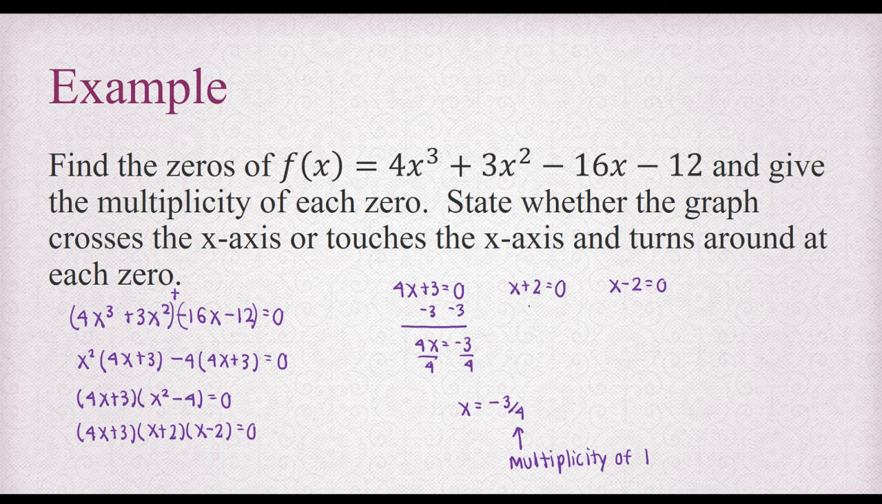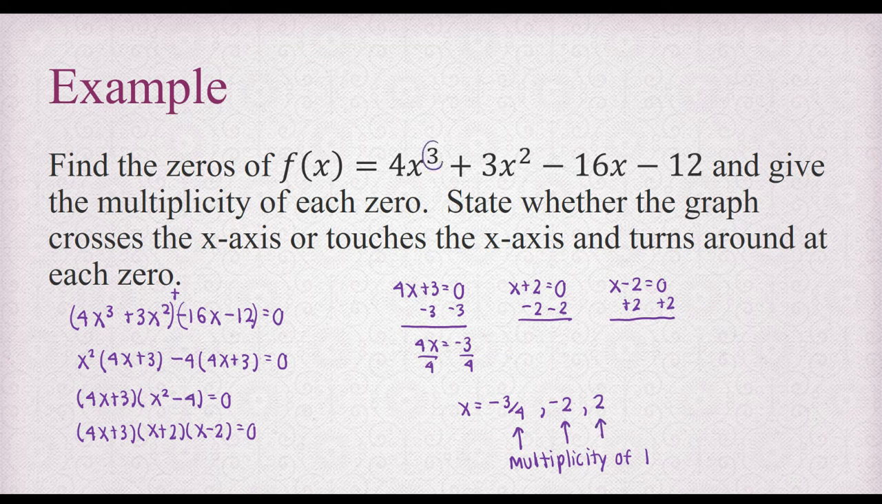If I look at the next equation, I'm subtracting 2 from both sides. That gives me x equals negative 2. I only had to set x plus 2 equal to 0 one time, so I have another multiplicity of 1. And then in this last equation, I had to add 2 to both sides. That gives me x equals 2. I only had to set that equal one time. So all 3 of these are a multiplicity of 1.